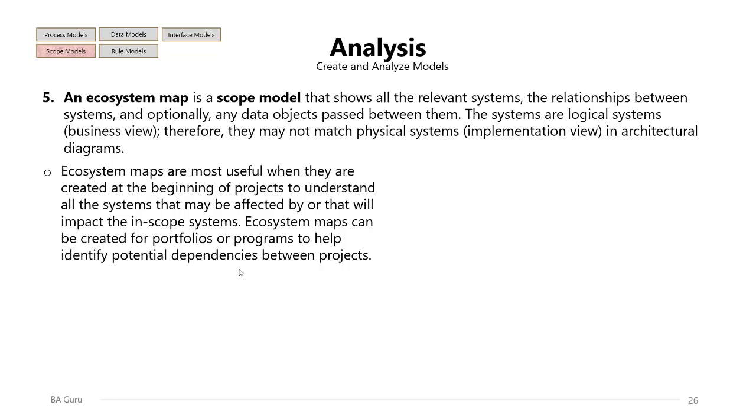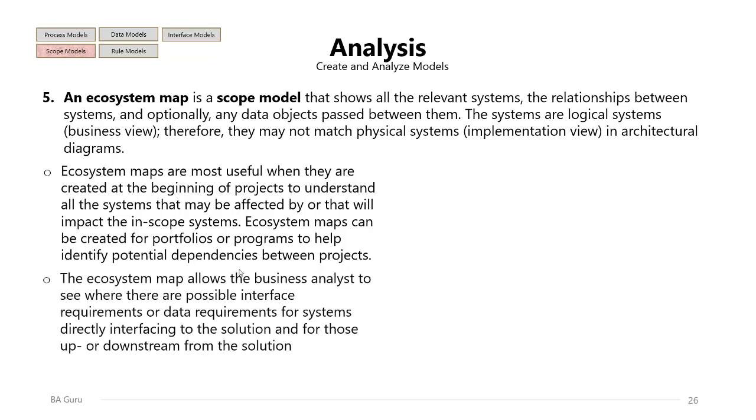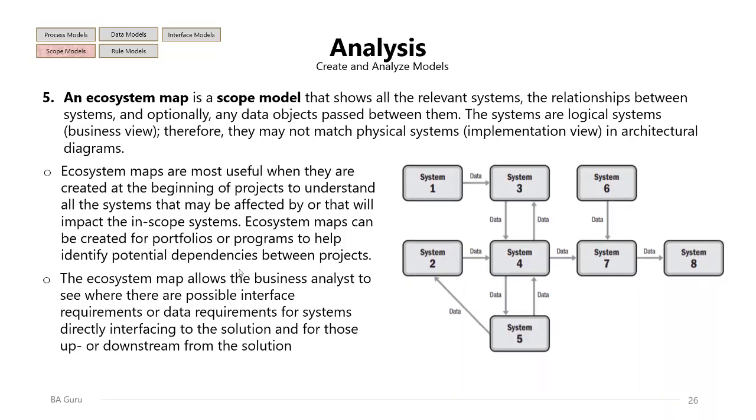Ecosystem maps can be created for portfolios or programs to help identify potential dependencies between the projects. So you can notice that the majority of the scope models are very useful at the very early phases of the project in order to define the end scope of the project, like the ecosystem map and the context diagram. The ecosystem map allows the business analyst to see where there are possible interface requirements or data requirements for systems directly interfacing to the solution and for those up or downstream from the solution.